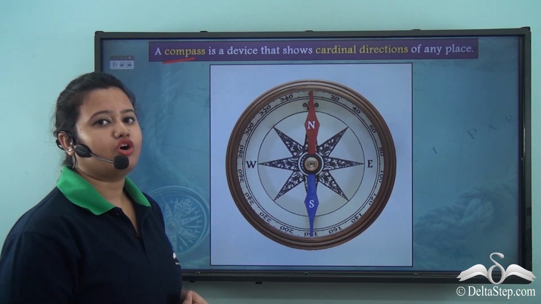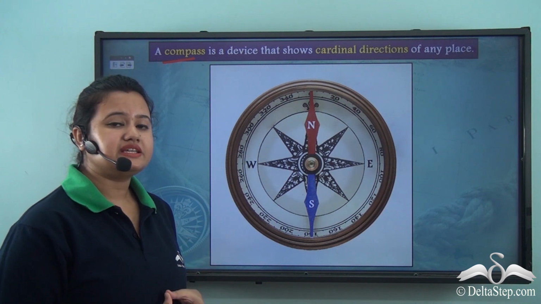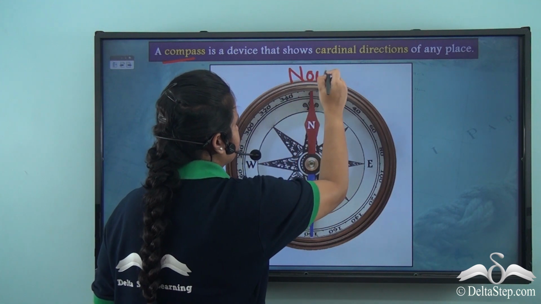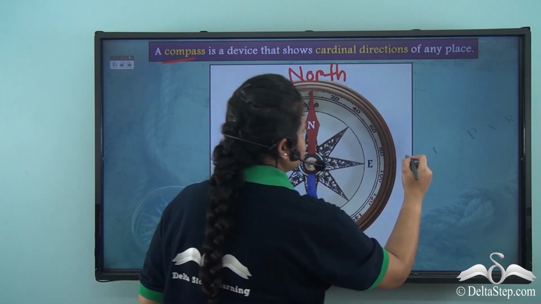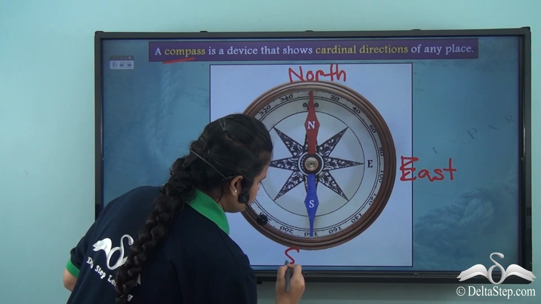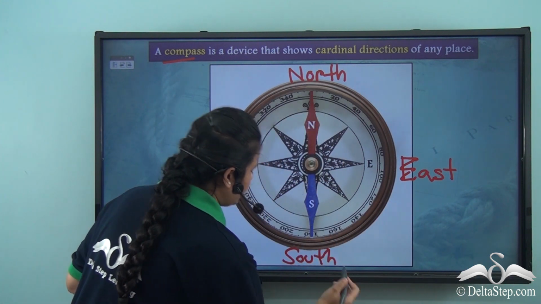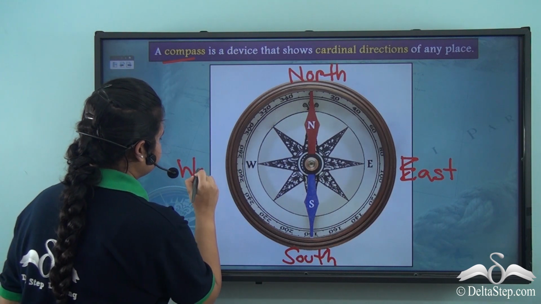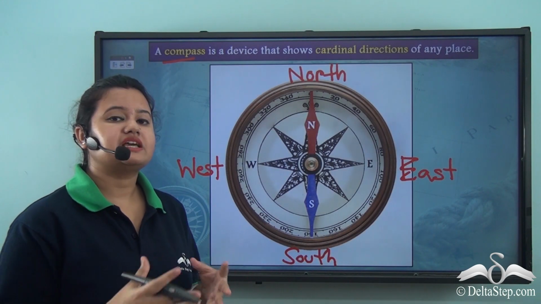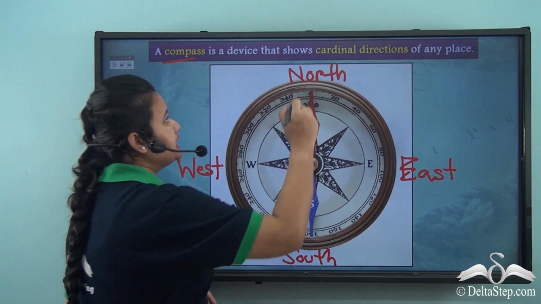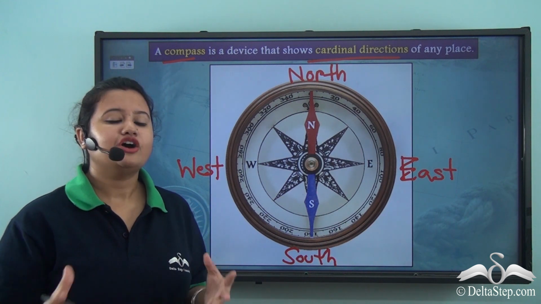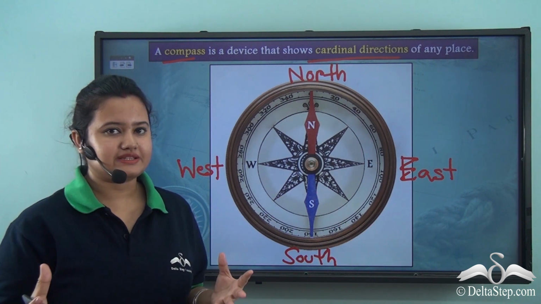Now this is the picture of a compass, and here we can see four main points have been represented: north, E stands for east, S stands for south, and W stands for west. So these are the four main points that are present in any compass, and they are known as cardinal directions, which are the set of directions that are used worldwide for finding location of any place.